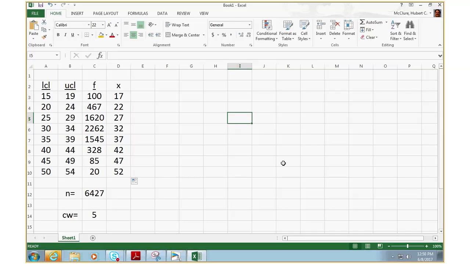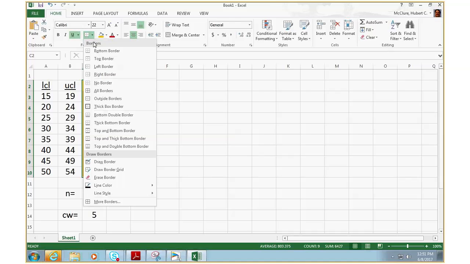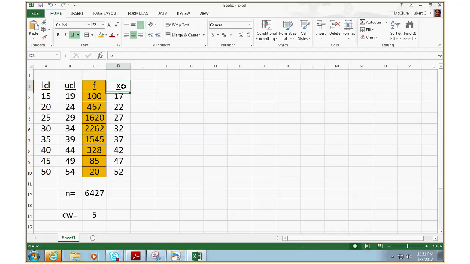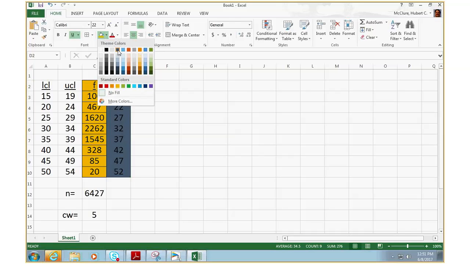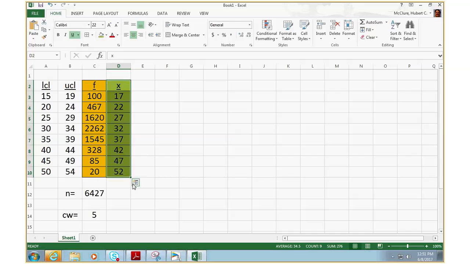And there is your X values. Now, I'm going to highlight F, and I'm going to highlight X. Why? Because that's what you use for what? Your what? Well, you use it in your formula.